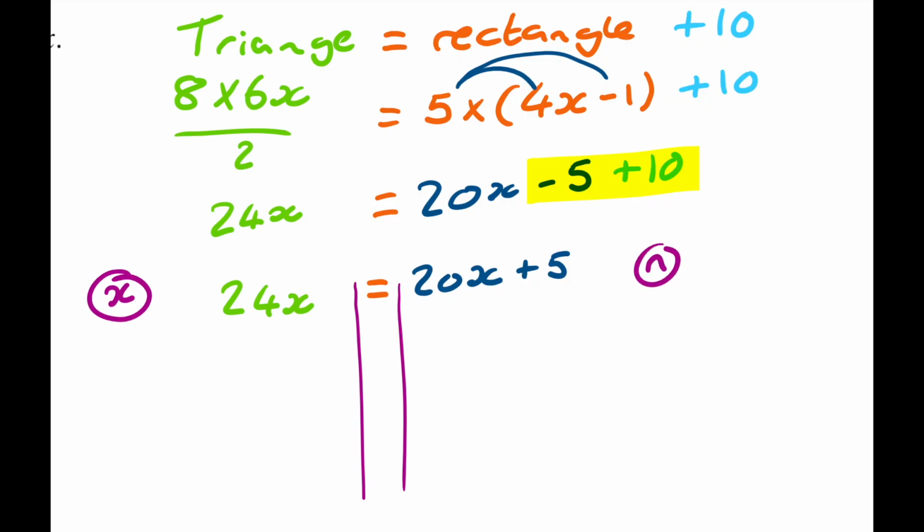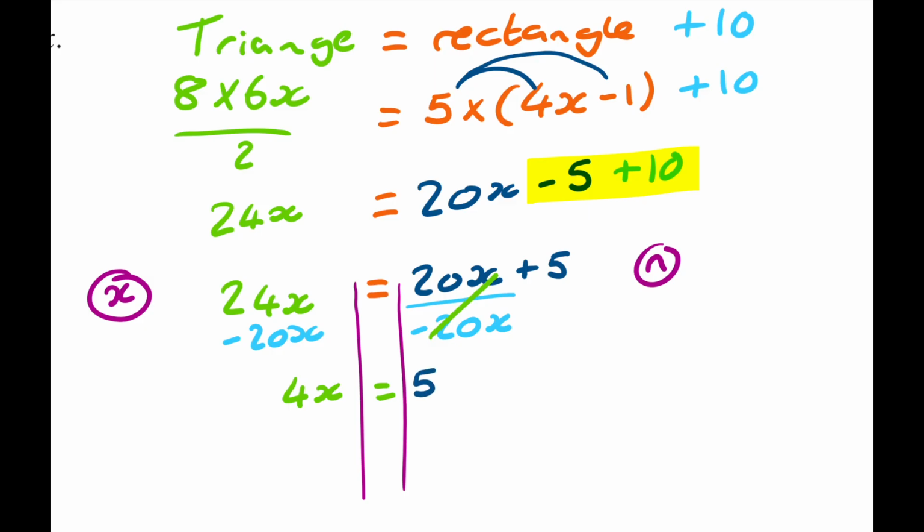Therefore, we want to get all of our x's to the left and all of our numbers to the right, which means we need to move those 20x to the other side, and we do this by subtracting 20x from both sides of the equation. On the left, 24x minus 20x gives you 4x, and on the right, your 20x is going to disappear, which just leaves you with 5.